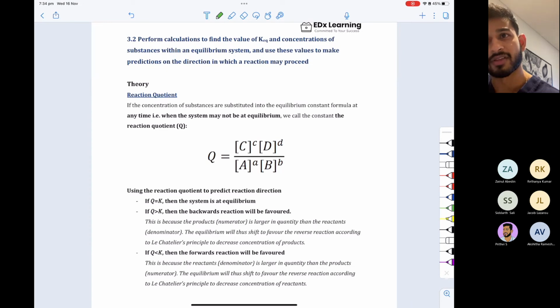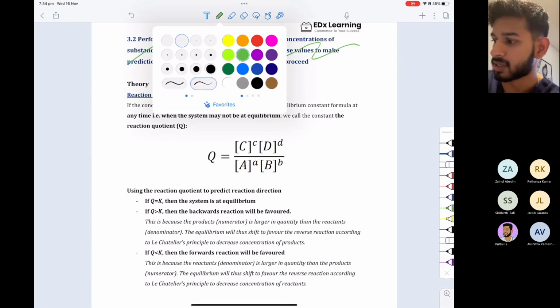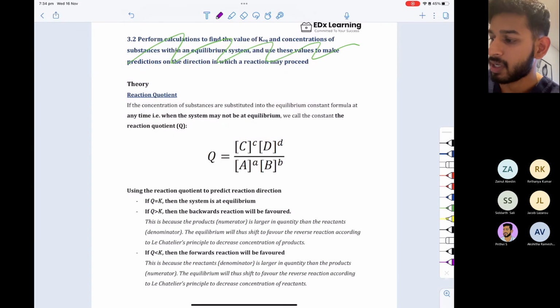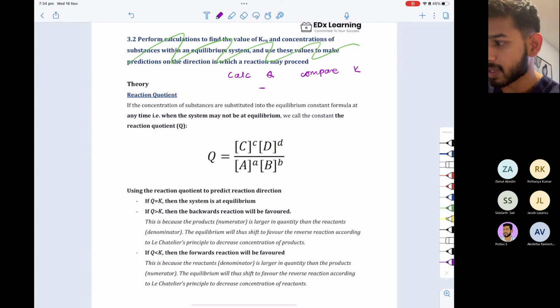Perform calculations to find the value of K in concentrations of substances within an equilibrium. Use these values to make predictions on the direction in which a reaction may proceed. What this means, all of this, sounds like an essay writer or a poet wrote this dot point. This dot point literally means calculate Q, compare to K, and tell us, is it an equilibrium and which reaction is being favored? That is what this dot point is all about.